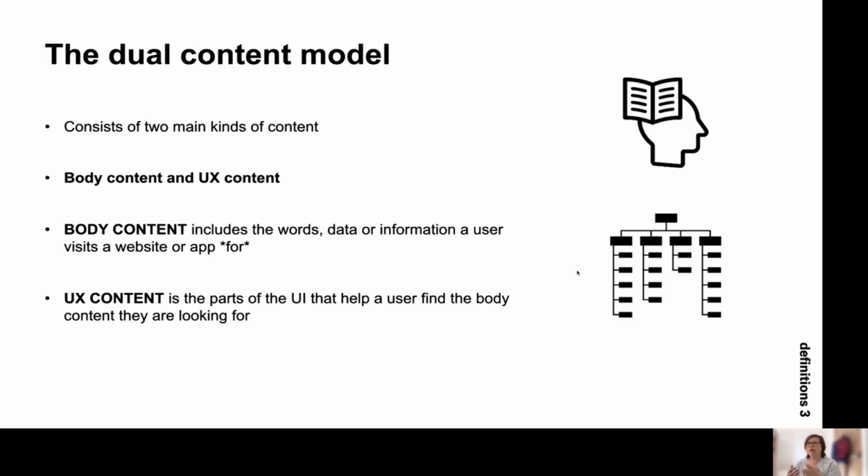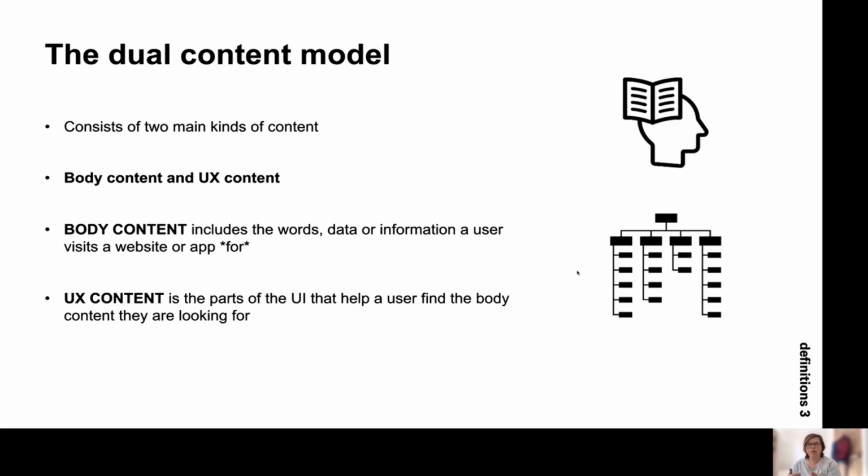And that we call these two types of content in the content model our body content and UX content. And by body content, we mean the words, data, information that a user visits a website or app for. So that's actually their destination. When a user goes to a website, they navigate towards something that they need or want to look at, want to use, want to consume. And that's what we call body content.